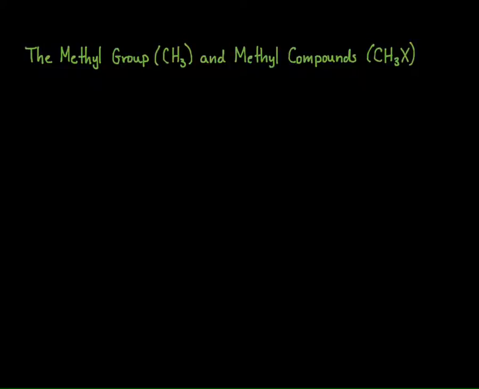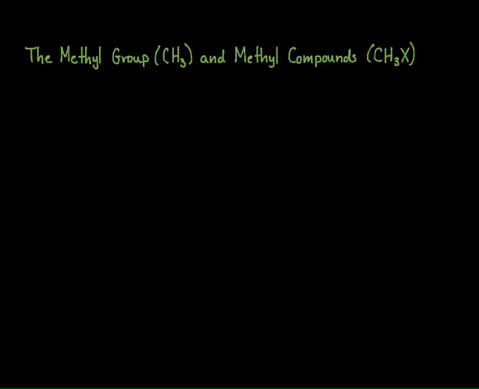Now that we've looked in depth at the structure of methane, understanding that it's tetrahedral, we're going to briefly take a look at what's called the methyl group. A methyl group is simply CH3. And of course, the carbon has to have something attached to it. So there are a series of compounds called methyl compounds in which the CH3 is attached to some X.